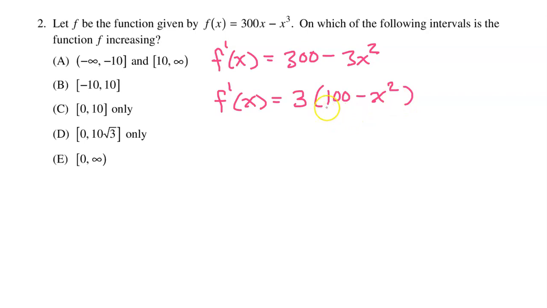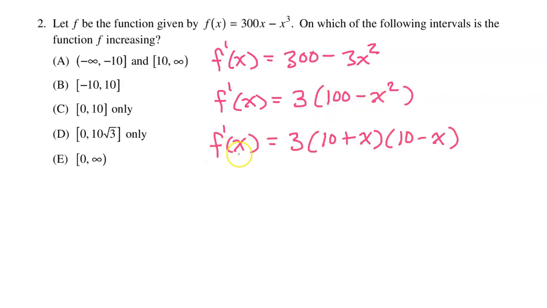But then we notice that we have the difference of 2 squares. So here is f prime in factored form. For the sign chart, we need to consider where f prime is equal to 0. Setting each of these factors equal to 0, we have x is equal to negative 10, and x is equal to positive 10. So these are the values that we will put on the sign chart.